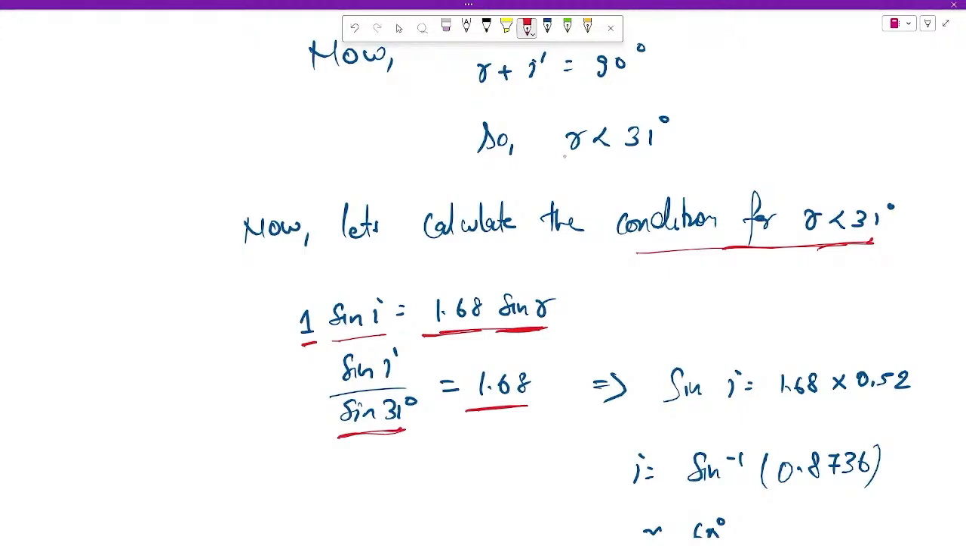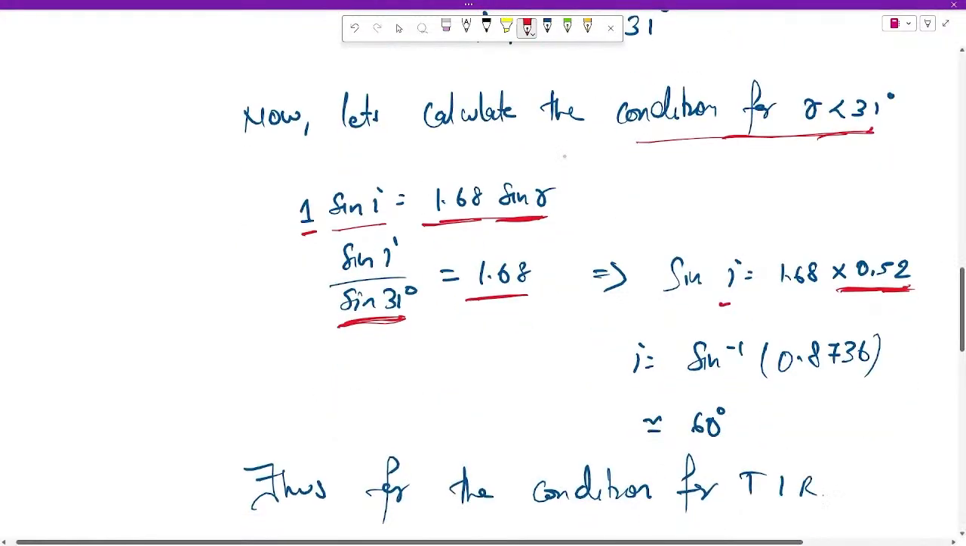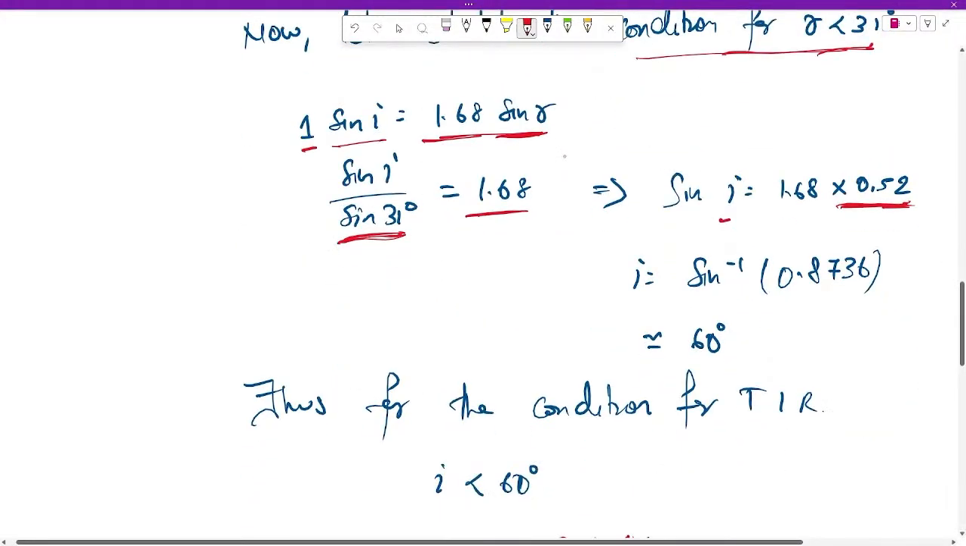Now this will give us sine I equals 1.68 times 0.52. Now 0.52 is the value of sine 31 degree, I have substituted it over there. Now the value of I would be equal to approximately 60 degree. That is, for the angle of incidence of 60 degree, we will get a value of angle of refraction in the glass core as 31 degree.